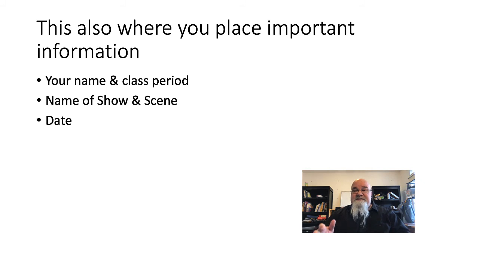shows will have different sets for different scenes. So you have to have the show and the scene, and of course the date. Then any other pertinent information that goes along with it. Something like everything is made out of cloth, everything is made out of wood, everything is made out of metal. Weird little things like that. So when I look at it, I know what I'm looking at.